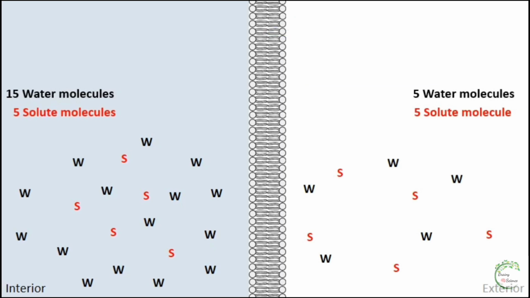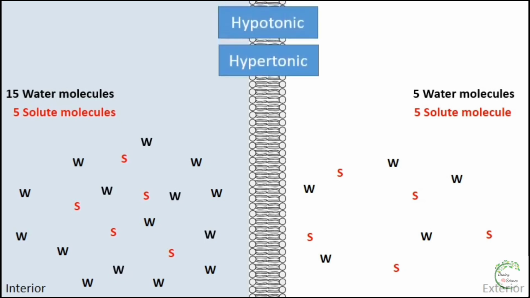Okay, so now that I set up this situation, where do these two labels go? Does the hypotonic label go on the left or right? Does the hypertonic label go on the left or right? Well, look at the percentages. 15 waters, 5 solutes, that's a total of 20 molecules. So we have a 75% water solution, 25% solute solution. On the right-hand side, we have a 50-50 solution, 50% water, 50% solute.